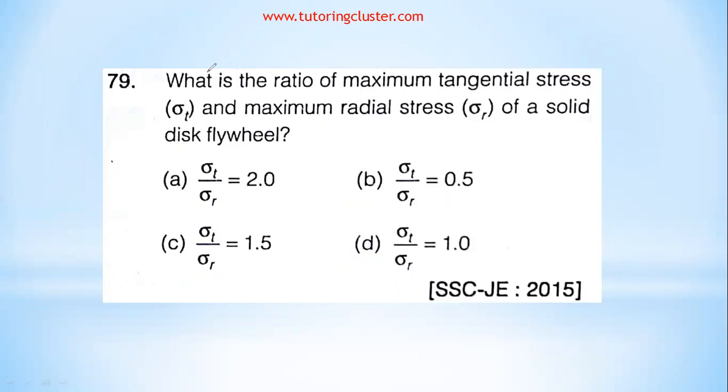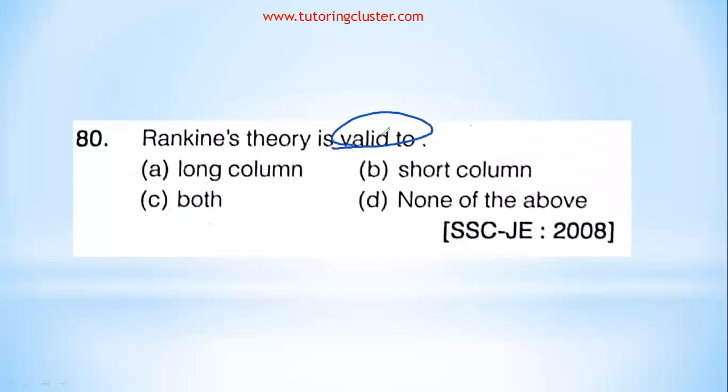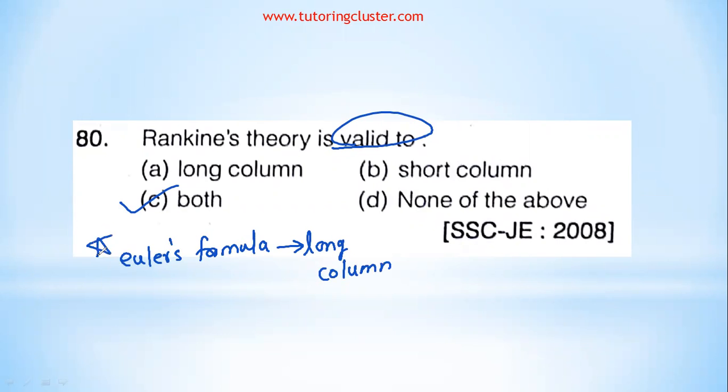Next, question number 80. The Rankine theory is valid for? So basically, Rankine theory is valid for both, whether it's a short column or long column. Okay, but when you talk of Euler's formula, it is valid only for long column. Okay, remember both the points. Rankine theory is valid for both, whether it's a short or long column, while Euler's formula is only for long column.